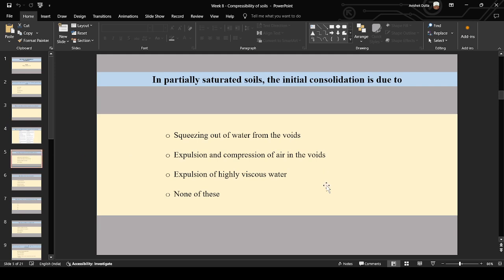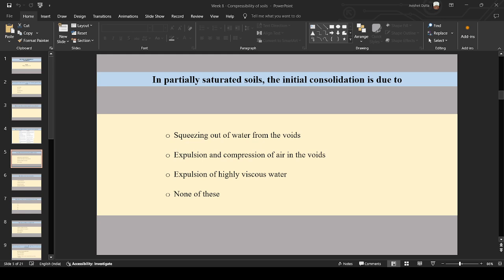Yes, next question. I hope by now you are familiar with the procedure and the stages of consolidation in different types of soils. So the question is: in partially saturated soils, the initial consolidation is due to. The options are: option 1, squeezing out of water from the voids; option 2, expulsion and compression of air in the voids; option 3, expulsion of highly viscous water; option 4, none of these.